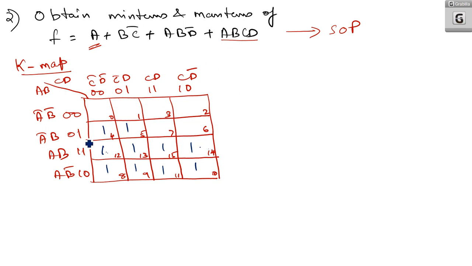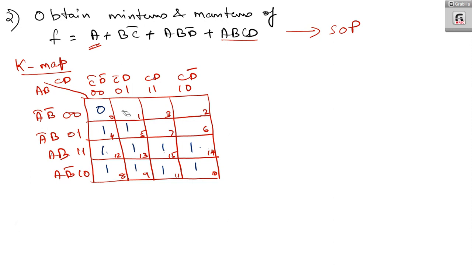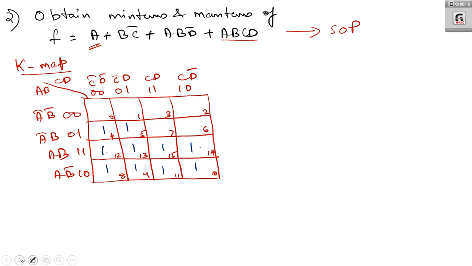Then ABCD. Where is ABCD? AB is here and CD is here. So you take the corresponding column, and you will get 15. And all other elements become 0. I will write it in a different color. There is a reason for that. All other elements become 0 because nothing is specified.